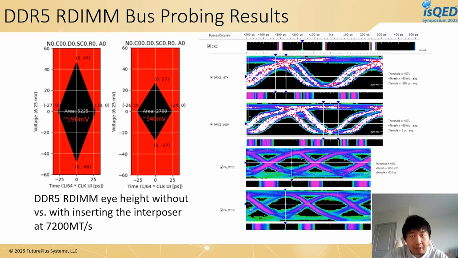On the left of the slide, you can see two eye diagrams. They're measured at the input of the RDIMM RCD by the memory controller. The one on the left is what we measured when the interposer is not installed, and the one on the right is when it's installed. So we do see a similar eye drop in terms of height, like we saw in the simulations.